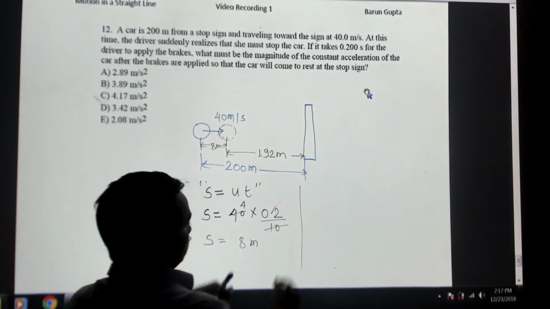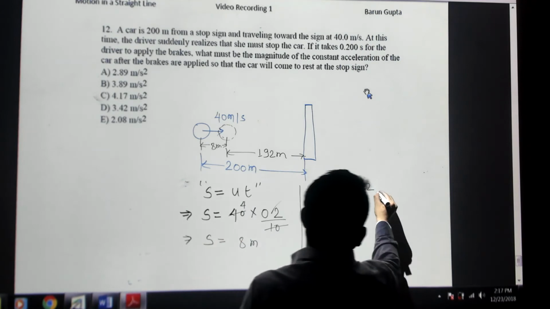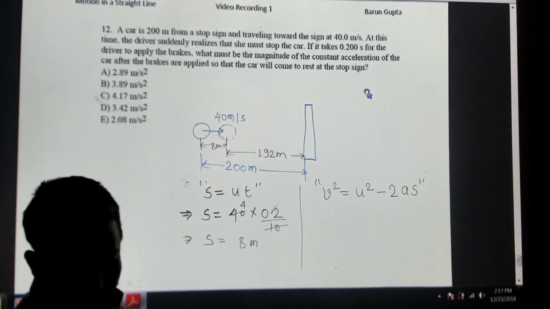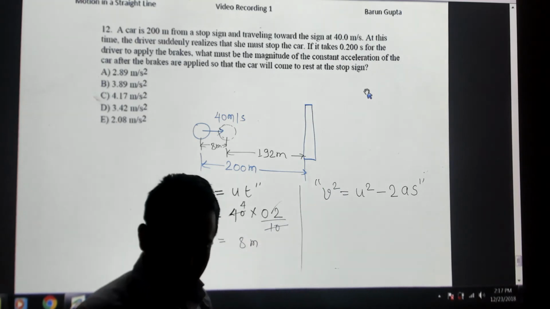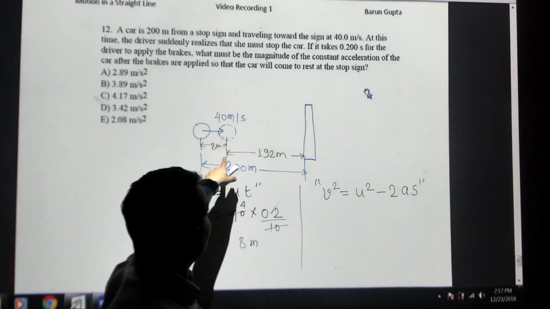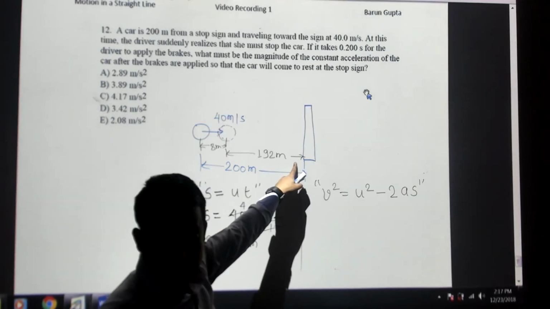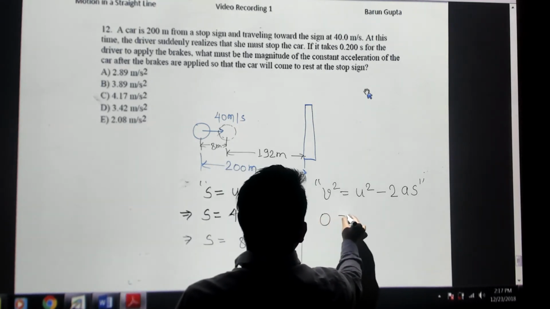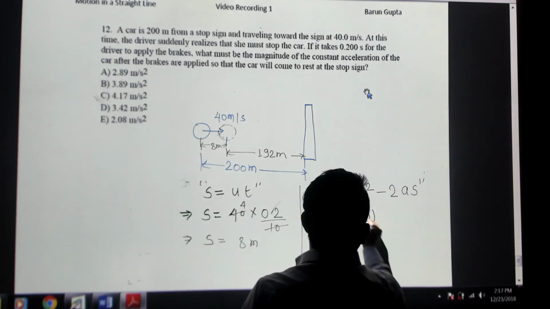We have to use v squared is equal to u squared minus 2as. Whenever I put something in brackets, that means it's a formula. The final velocity has to be 0. I'm just talking about from this point to this point. At this point the velocity has to be 0 because it stopped. The initial velocity is 40 meters per second, so this is 40 squared.